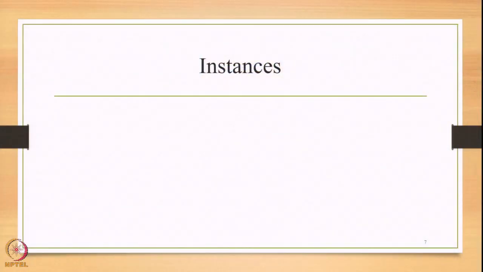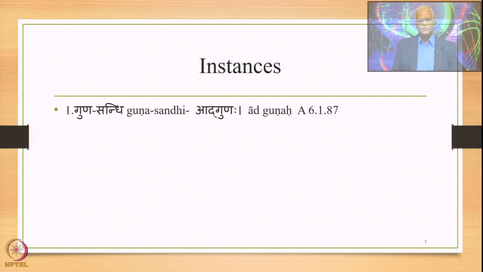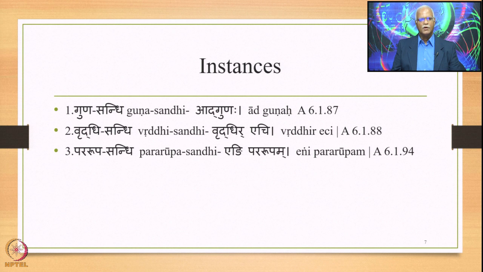Now, here are the instances of this second classification. The first one is guṇa-sandhi, stated by the sutra ad guṇaha 6.1.87. The second instance is vṛddhi-sandhi. Vṛddhir echi is the sutra. This is 6.1.88. The third instance of dvisthānika ekādeśa is pararūpa-sandhi, starting with engi pararūpam 6.1.94.